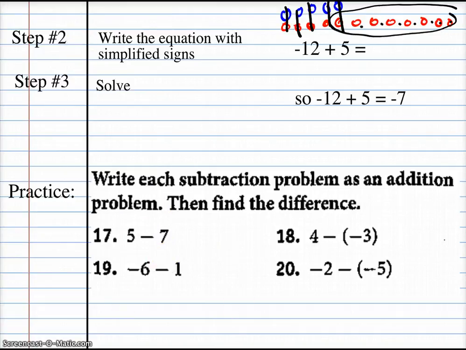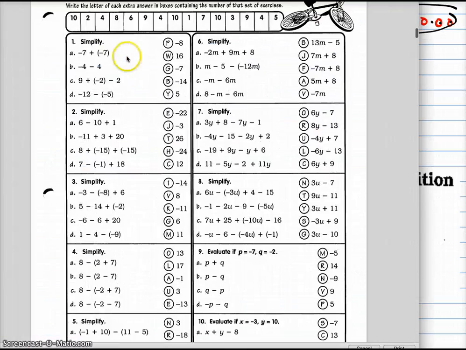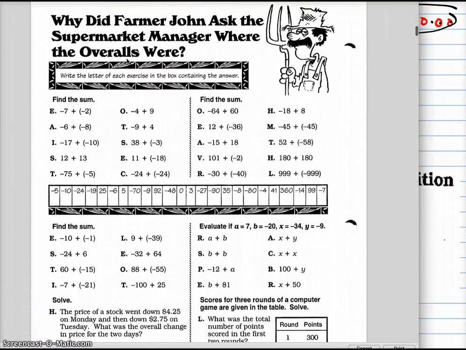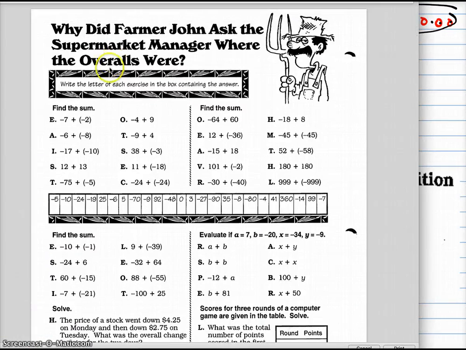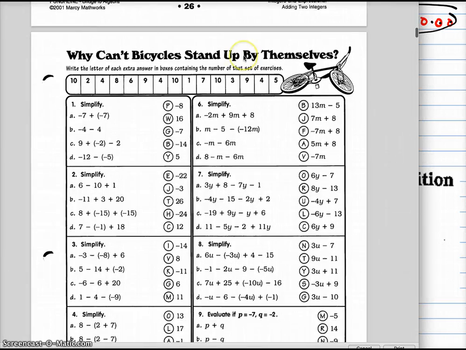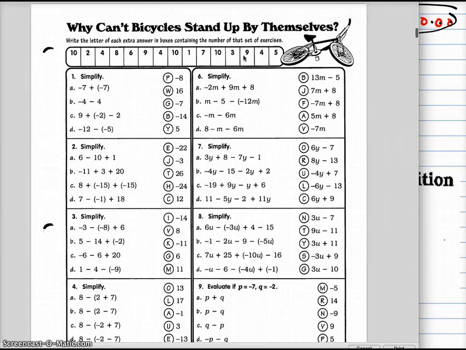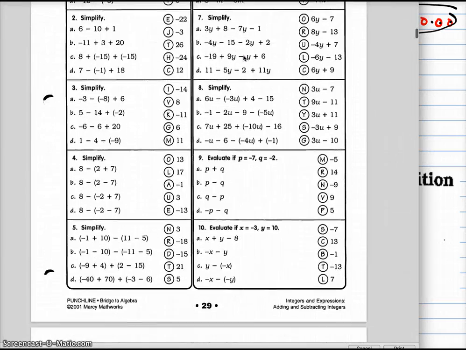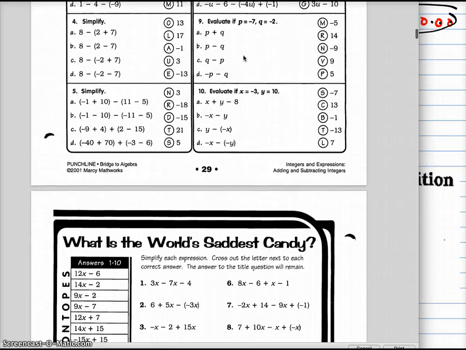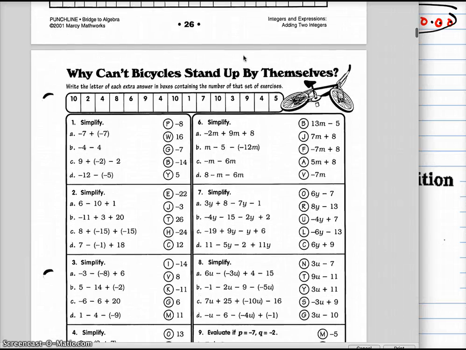Your homework for tonight will be the 2 worksheets that I handed out last class that I took back, which are Pizzazz. It's not pizza worksheets, it's Pizzazz, but this one's Punchline. Why did Farmer John ask the supermarket manager where the overalls were, and why can't bicycles stand by themselves? There should be one sheet for you guys to complete these 2 assignments.